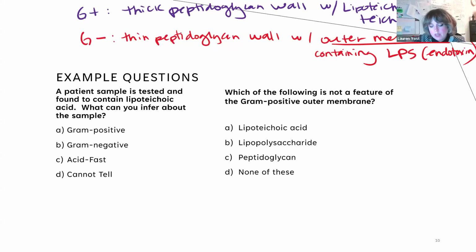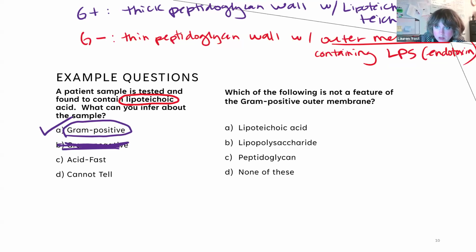So a patient sample is tested and it found that it has lipoteichoic acid. Which of these two has lipoteichoic acid? Do gram-positives have lipoteichoic acid? Yes, they do. Do gram-negatives have lipoteichoic acid? No, they have lipopolysaccharide. Do acid-fast bacteria have lipoteichoic acid?